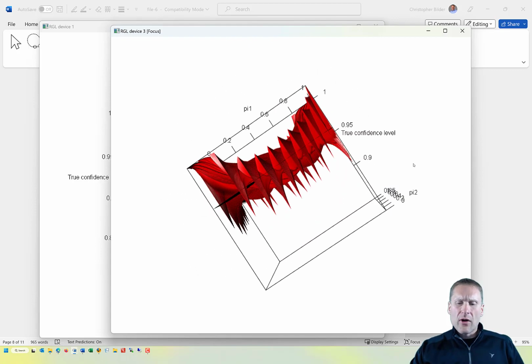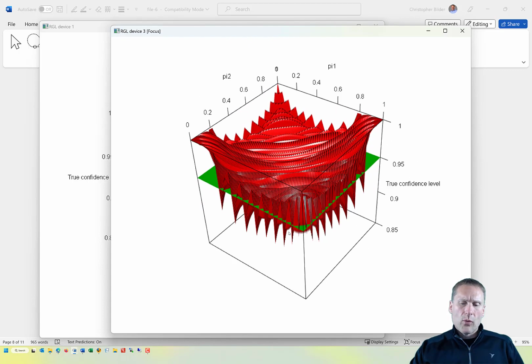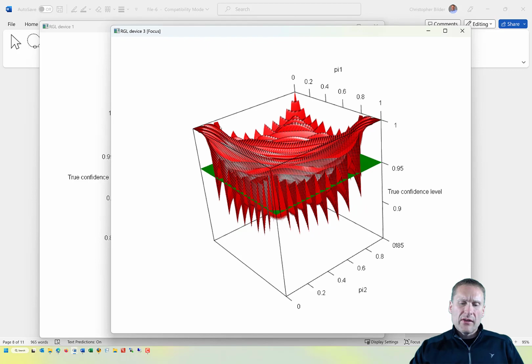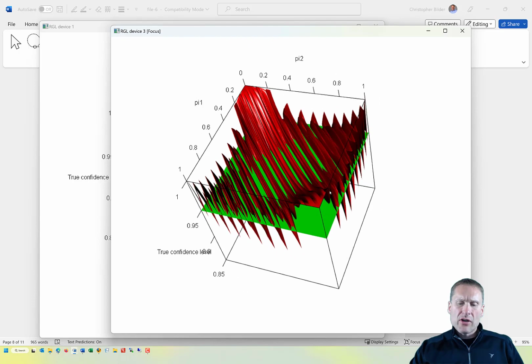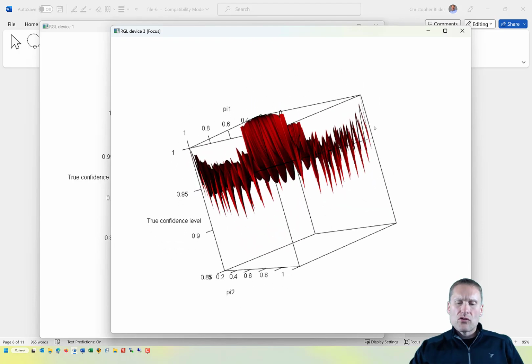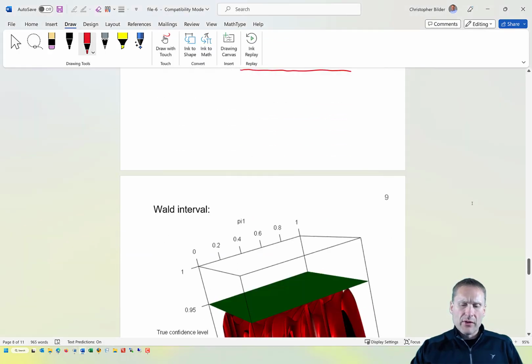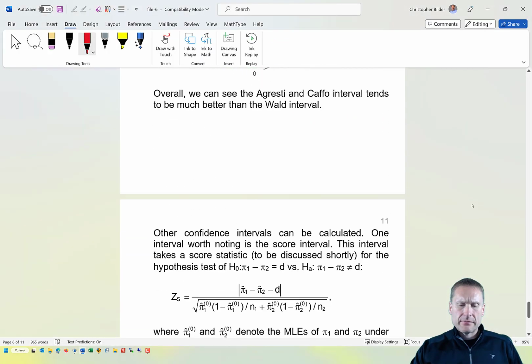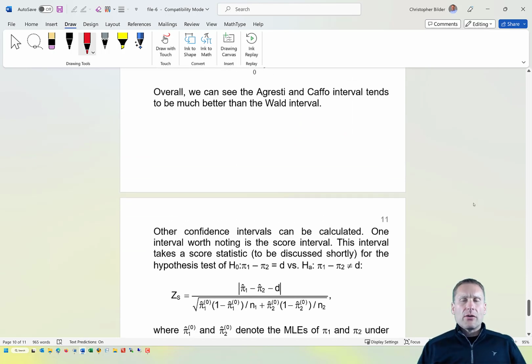It doesn't get too far below 0.95, and when it does, it's rare. There are times where you can see up here it becomes quite a conservative interval, but otherwise it seems like it's doing a pretty good job relative to the true confidence level. So it's kind of an interesting plot to see. So in conclusion, Agresti-Caffo, use that interval, do not use the Wald interval.